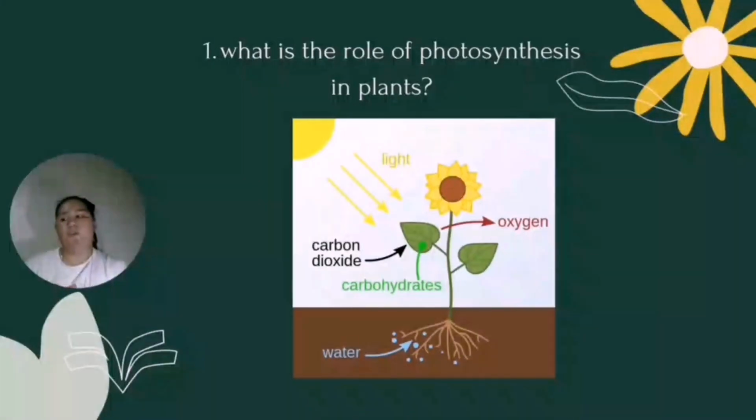What is the role of photosynthesis in plants? So as we all know, photosynthesis is the process used by plants to produce their own food. So let's explore more on the role. What is the role of photosynthesis in plants? The process of producing glucose from carbon dioxide and water by plants, some bacteria, and some protists is known as photosynthesis.